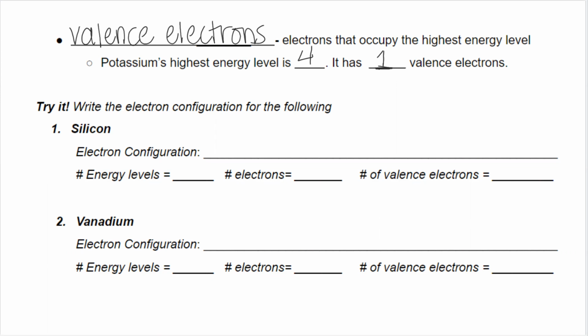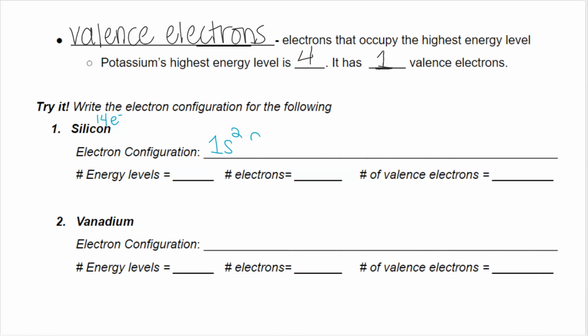And so if we look at the periodic table, silicon is element number 14. So that means silicon has 14 electrons total. So we need to start writing out our electron configuration from lowest energy orbital to highest energy level. And we'll fill those orbitals with electrons until we get to 14 total electrons. So the first orbital is 1s. And we know that can hold 2 electrons. Okay, so that takes care of the first 2.